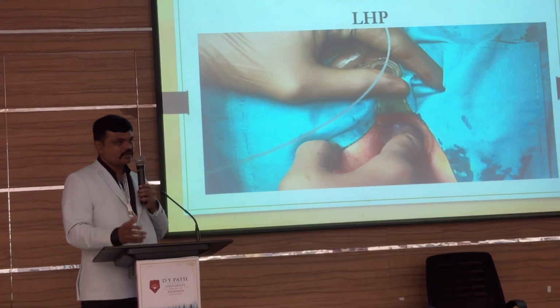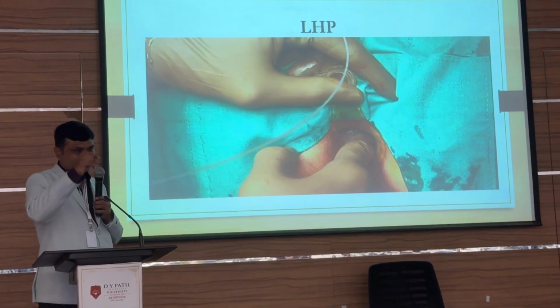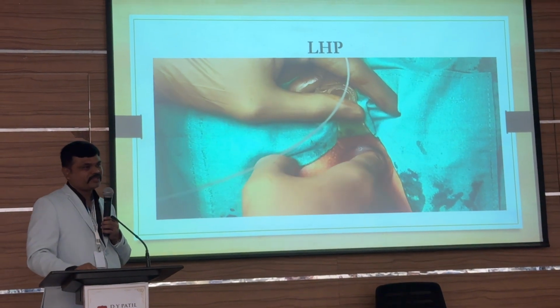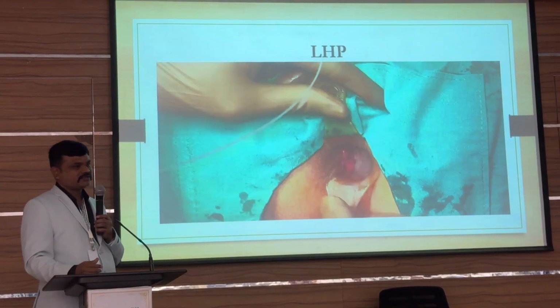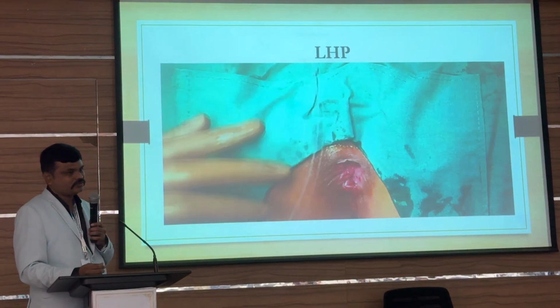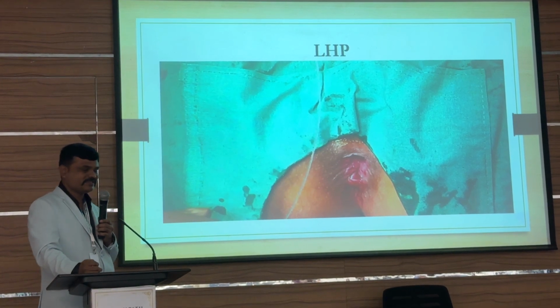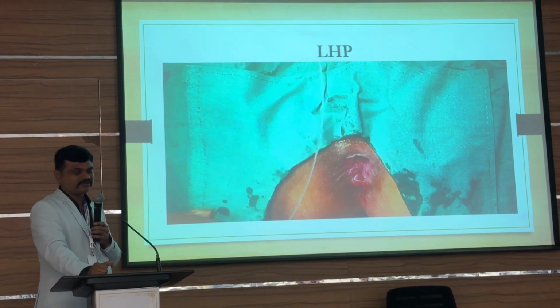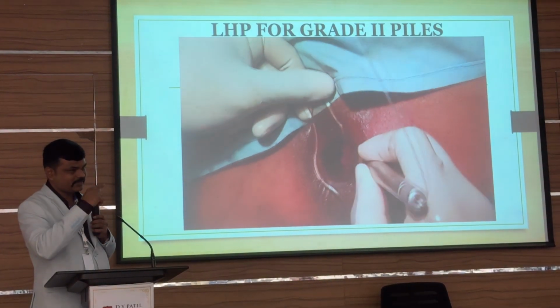So for early grade 1 to grade 2 piles, 100 joules of energy is sufficient. At the base, you can use 50 to 60 joules of energy just for spraying. For grade 3 piles, you can use 150 to 200 joules max. And for grade 4 piles, you can use 250 joules max. Always keep an ice pack after the procedure.